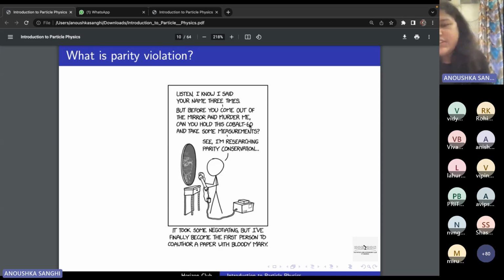So in Wu's experiment, she took an atom like cobalt-60, and under some magnetic field and some setups, she made the spin of the cobalt align to the direction of the magnetic field. It was aligned in the same direction as the magnetic field, right? Somehow maintaining the spin.